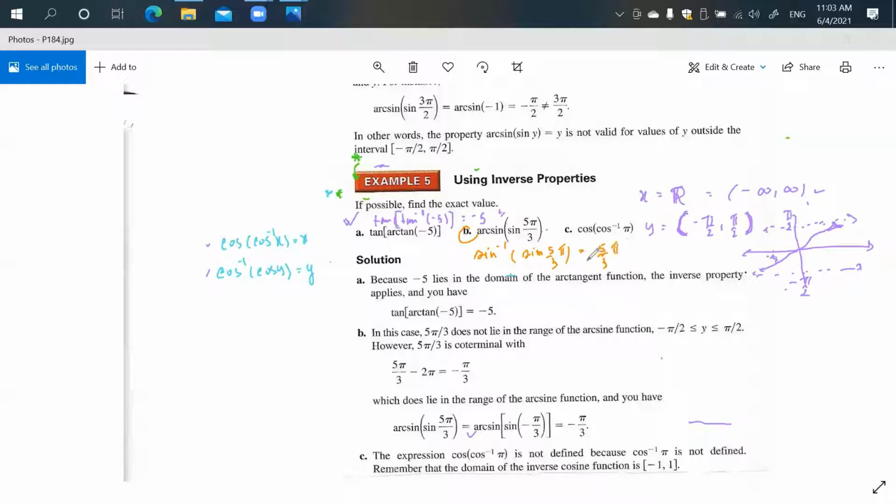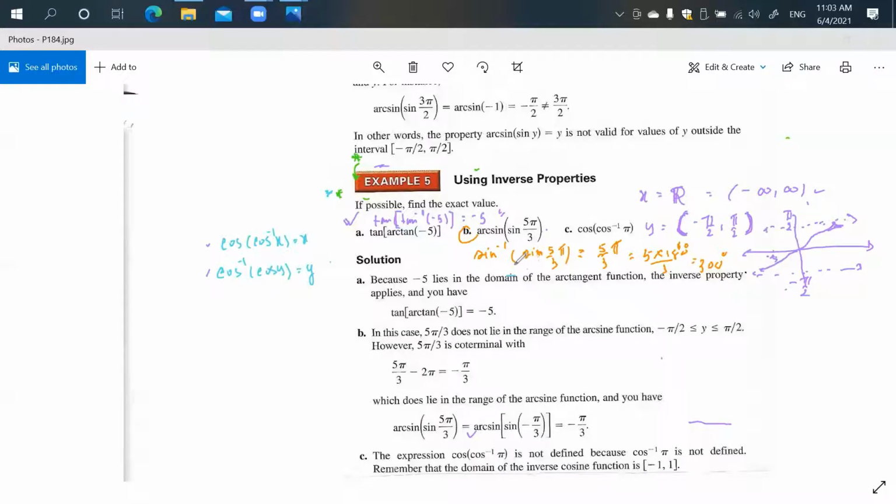But again, this one is really important. You know why? Because 5 over 3 pi equals what? 3 times 180 over 3, right? So it becomes 300 degrees. That means 5 over 3 pi equals 300 degrees. Again, see the definition of arc sine or inverse sine function. 300 is out of our bound, right?